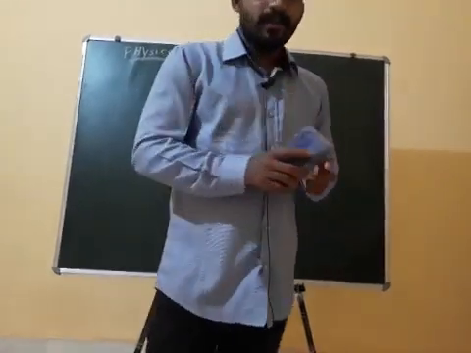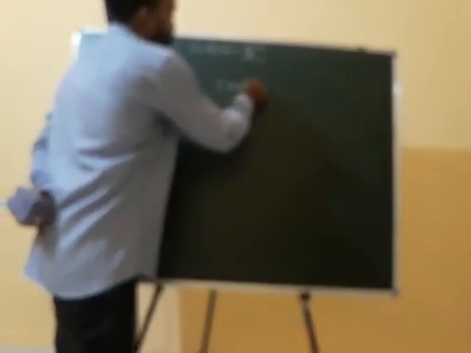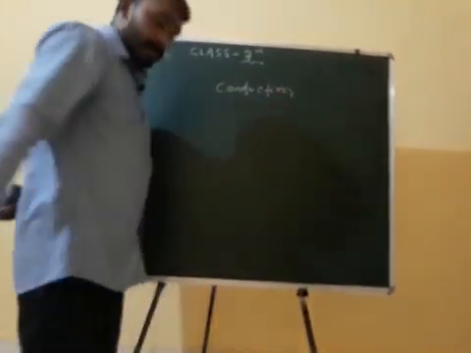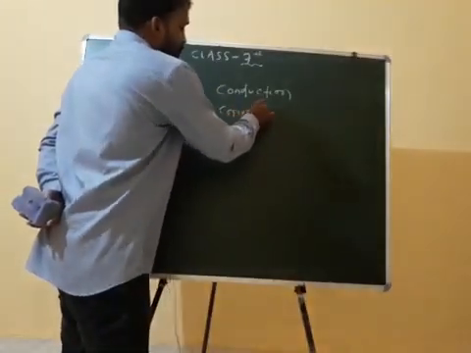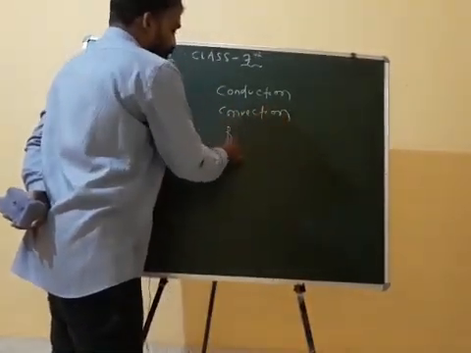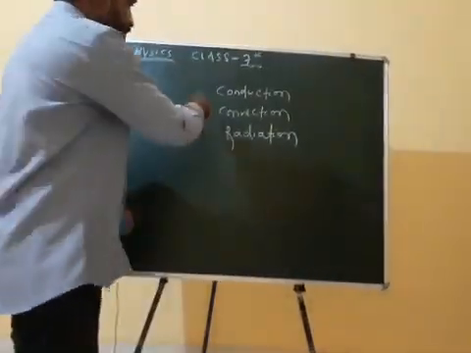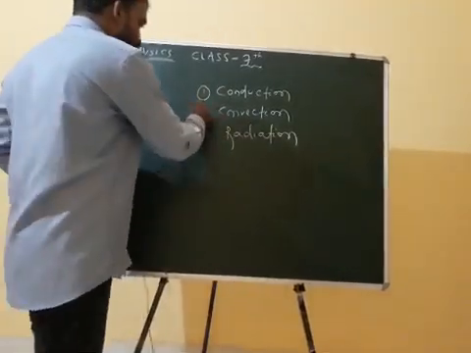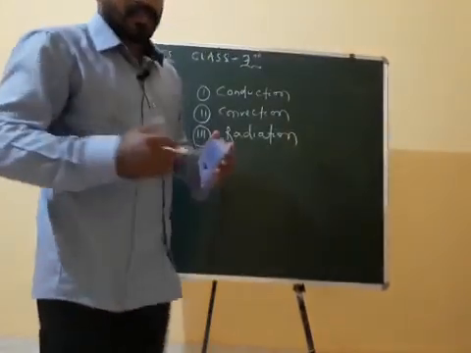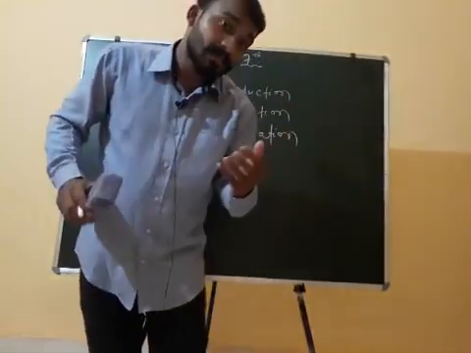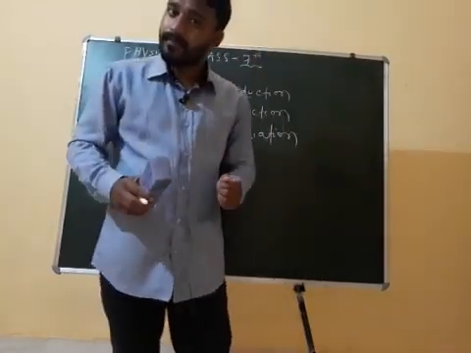First is conduction. Next one, convection, and then radiation. First one is what? Conduction, then convection, and third one is radiation. In these three modes, heat transfers from one object to another object. One by one we will discuss today.